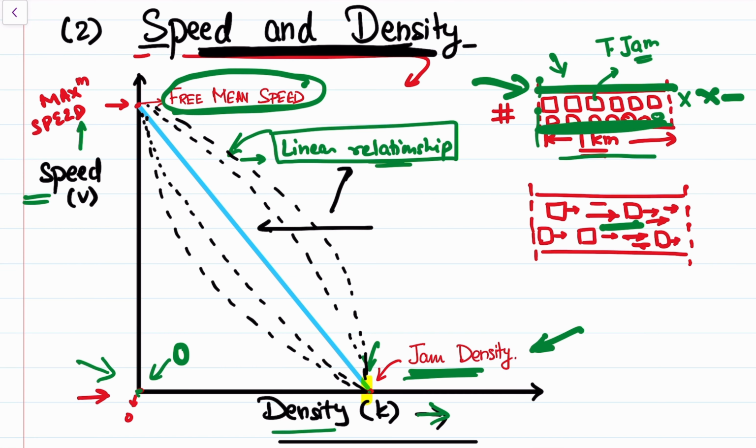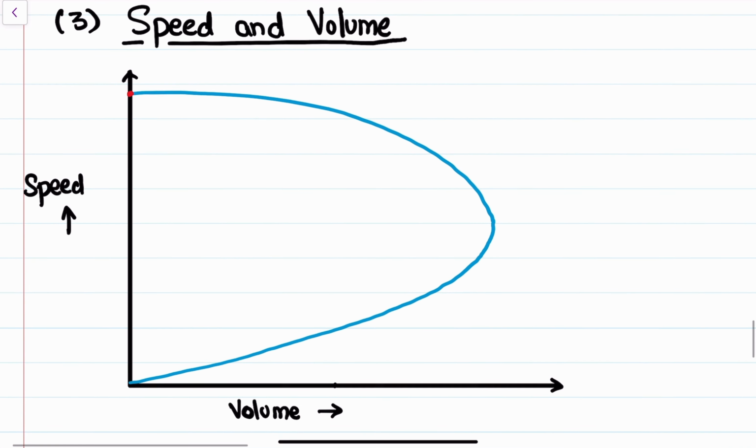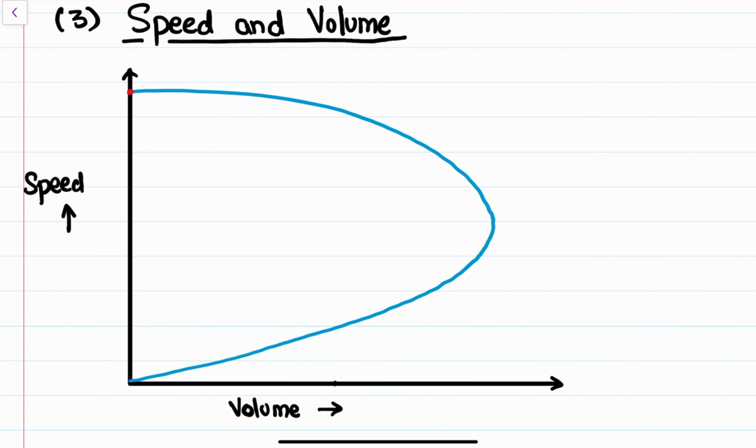Okay, moving on to the next one, speed and traffic volume. The third relationship is speed and traffic volume. Now let us observe what is happening here. We have traffic volume on the x-axis and speed on the y-axis. Now let us have a discussion for this.